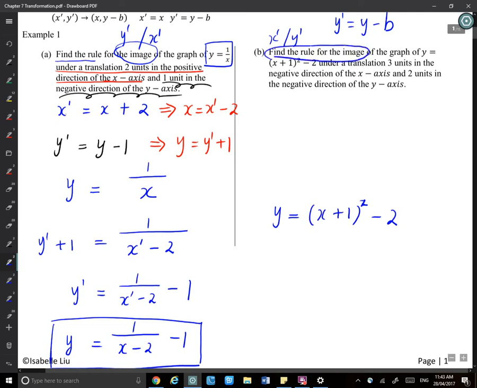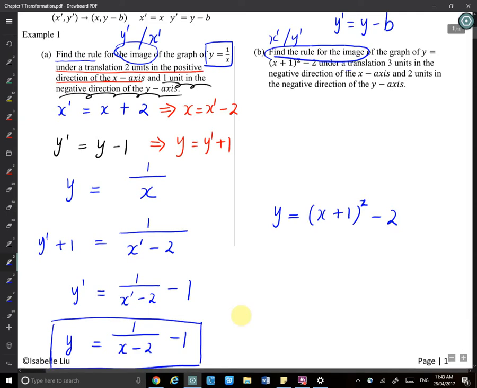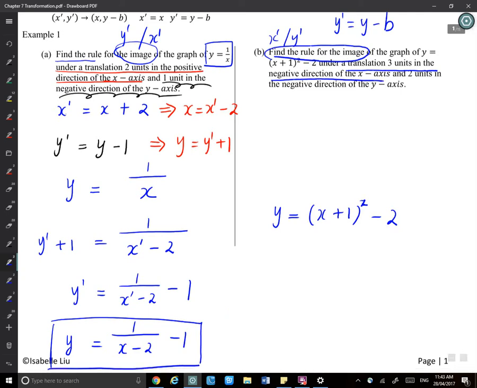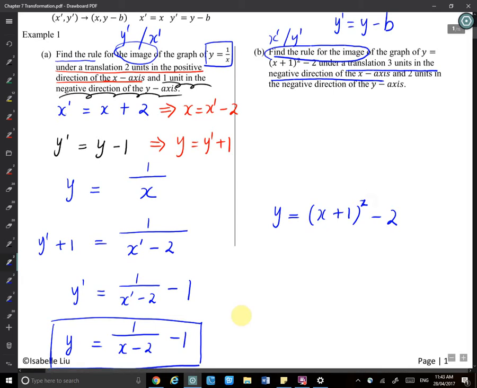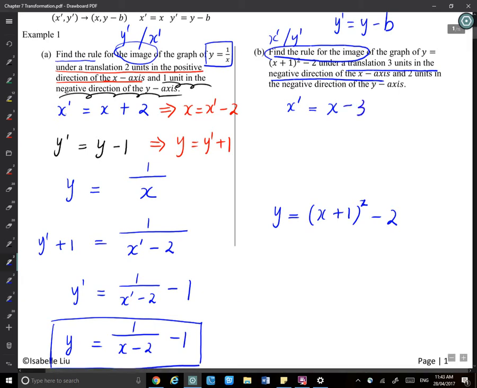And a translation of 3 units in the negative direction of the x-axis. What can you write? Translate 3 units in the negative direction of the x-axis. X dash must be the new point. The new point equals the old point, translated 3 units in the negative direction, so x minus 3.